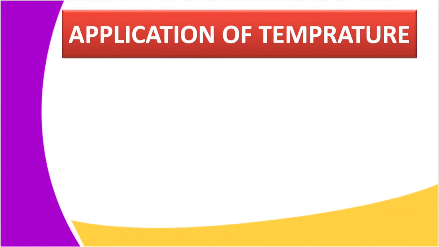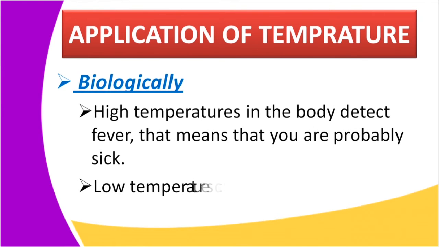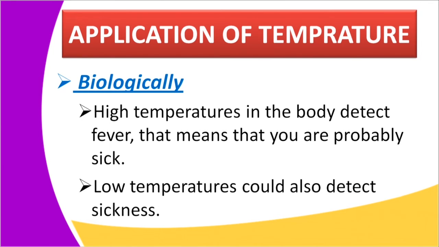Application of temperature. If we take temperature and apply it to our daily life today, in terms of our body, or let's say biologically, how does temperature apply to our cells? So we are going to see that when you have high temperatures in the body, this can be a detector of fever. That means that you are probably sick. Everybody at some point has some fever on them. So if you find that your body temperatures are very high, most likely there is a problem that you are sick. On the other hand, if there is low temperature, it can also detect sickness. In case you find that your body temperature is varying, it's better to seek medical attention.